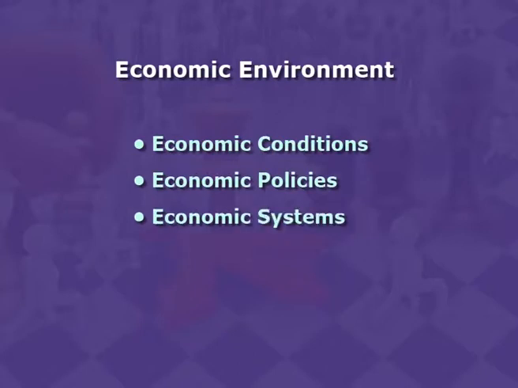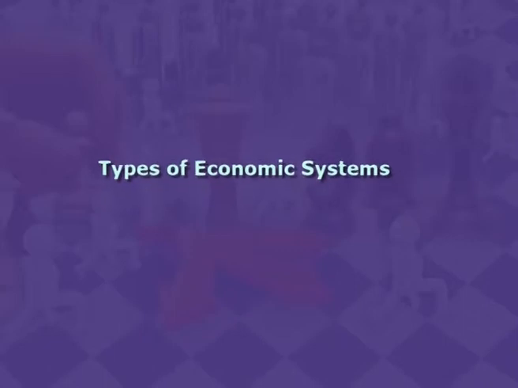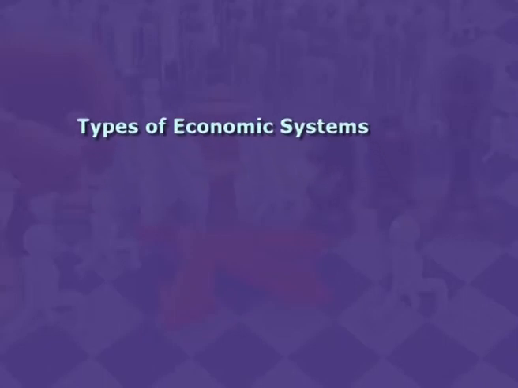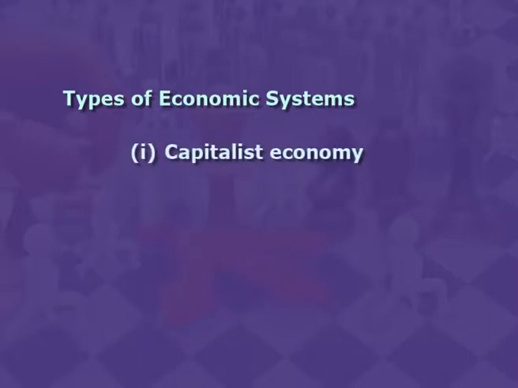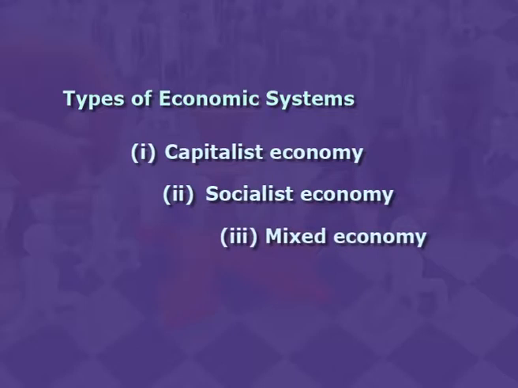Now students, we will discuss economic systems. The world economy is primarily governed by three types of economic systems. First, capitalist economy, second, socialist economy and third, mixed economy. India has adopted the mixed economy system which implies coexistence of public sector and private sector.